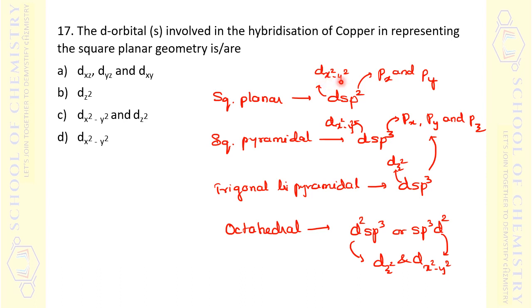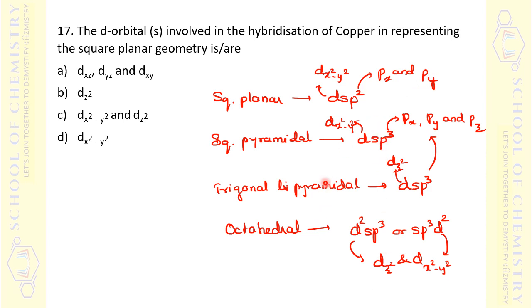Whereas in dx square minus y square, if you remember, you can find the lobes along the x as well as the y axis. Therefore dx square minus y square, and px and py also have lobes in x and y direction. So for dsp2 hybridization, the d orbital involved is dx square minus y square, and the p orbitals involved are px and py.